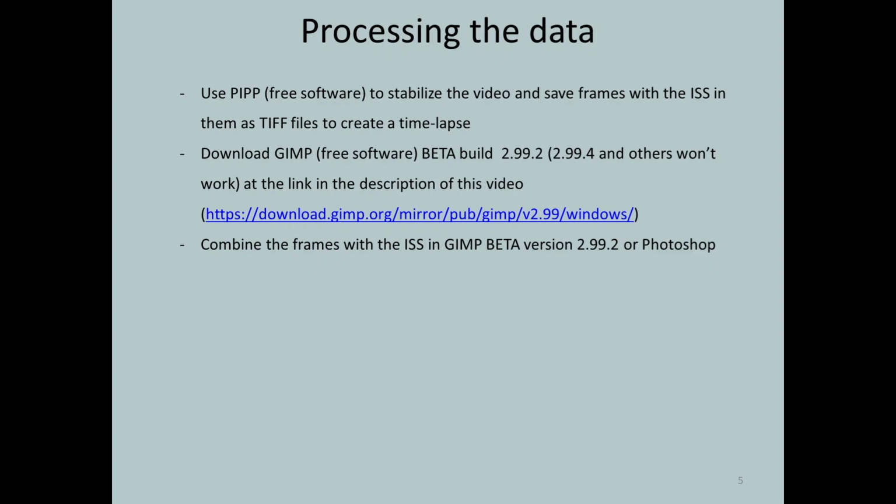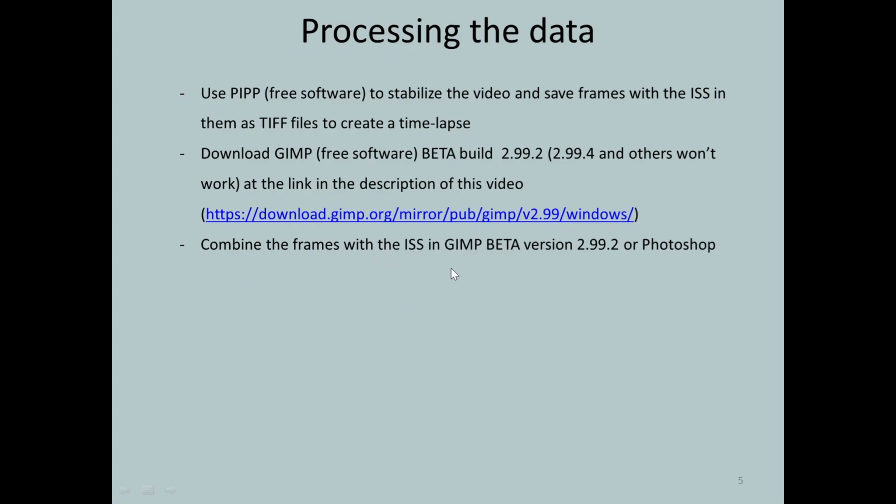Okay, so once you've captured the data, you're going to use a free software called PIPP to stabilize the video, and then you can save the frames with the International Space Station in them as TIFF files to create a time lapse. And you can download GIMP, which is a free software just like Photoshop, except GIMP is actually free. You can download the beta version of that, version 2.99.2, and you can use that. The other versions, 2.99.4 or 2.10 or any of the other ones, won't work. For some reason, only version 2.99.2 of the beta that's available at this link over here will work to do this at the moment.